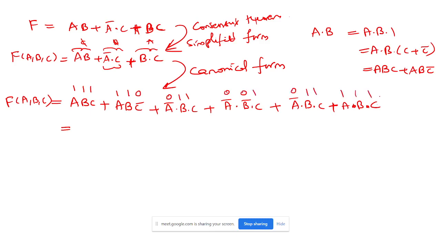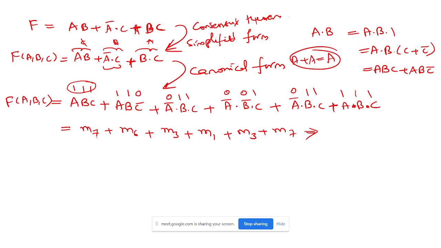We have maxterms exactly in the reverse way. If there is uncomplemented form, there is 0. So what is this equivalent? M7 plus M6 plus M3 plus M1 plus M3 plus M7, right? Now these are repeating. We know already A plus A is A in Boolean algebra. So I will write from lower to higher: M1 plus M3 plus M3 is M3, M6 plus nothing, M7 plus M7 is M7.